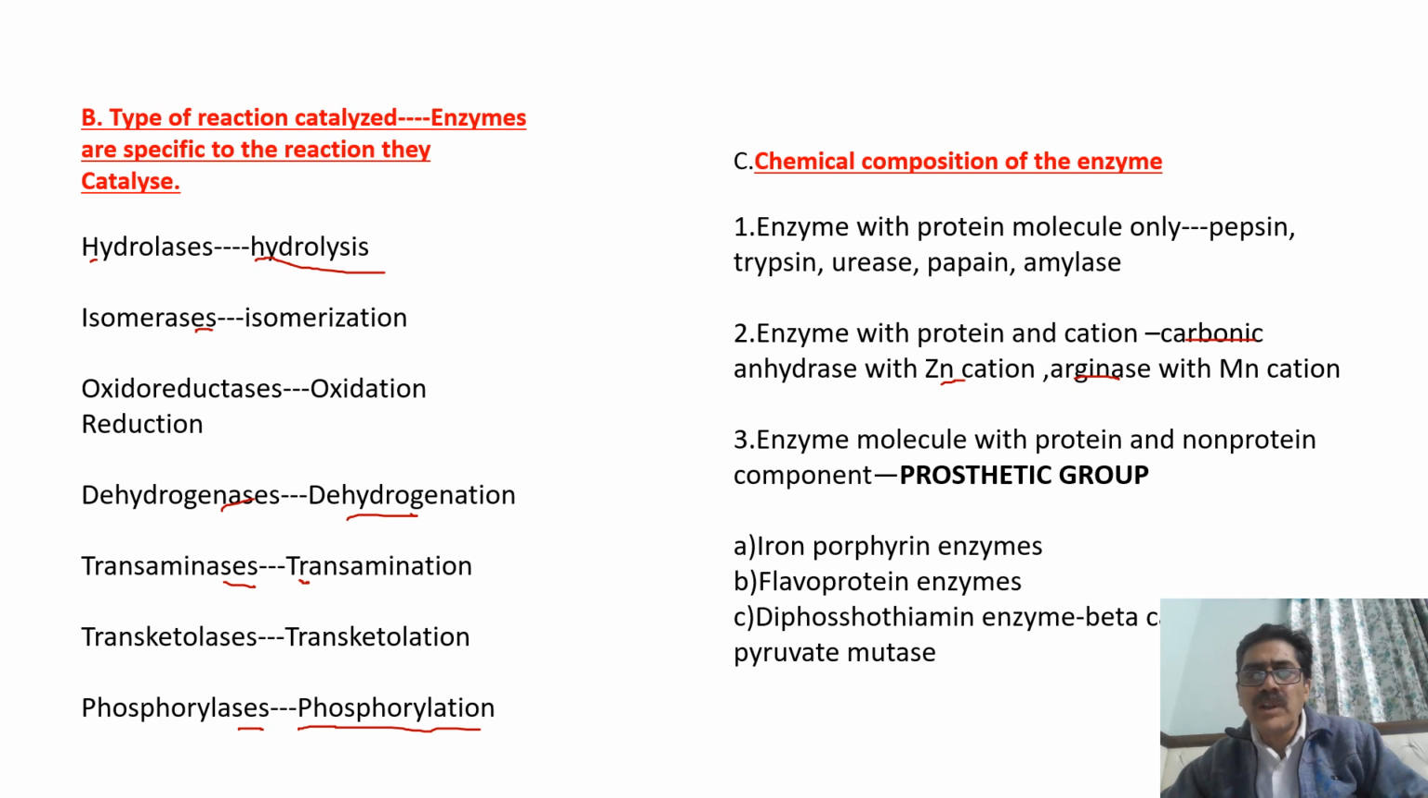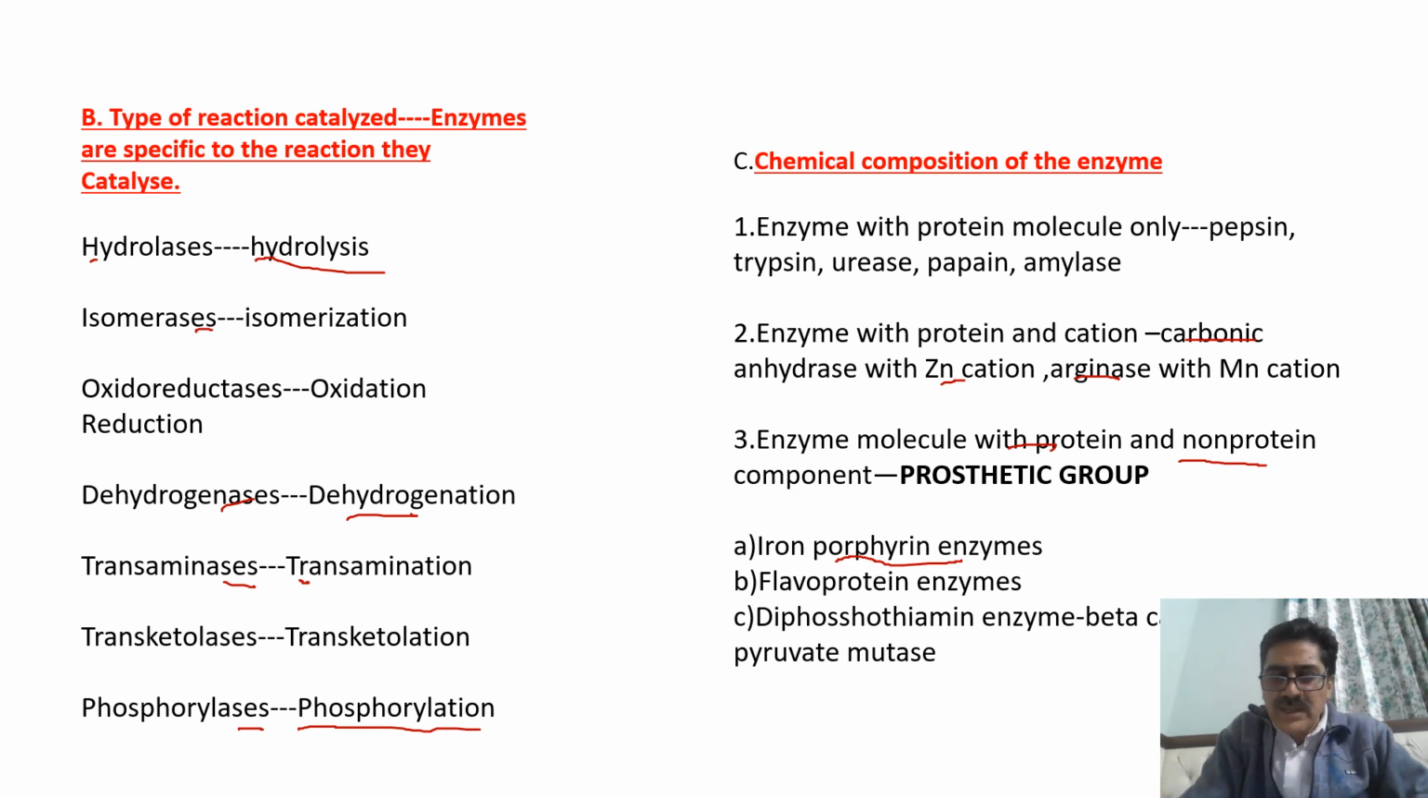Now, enzyme molecule has a protein part as well as a non-protein component that is called prosthetic group. So here we have different classes of enzymes. For example, iron porphyrin enzymes means it has a metallic group, that is non-protein part, that is iron, and the other one is the porphyrin protein part. Similarly, you have flavoprotein enzymes, diphosphothymine enzymes, pyruvate mutase, etc. So this is a classification based on chemical composition of the enzyme.